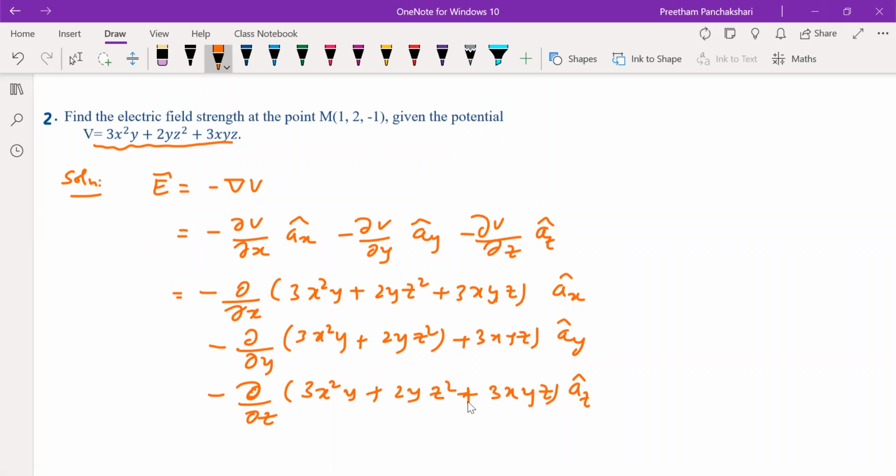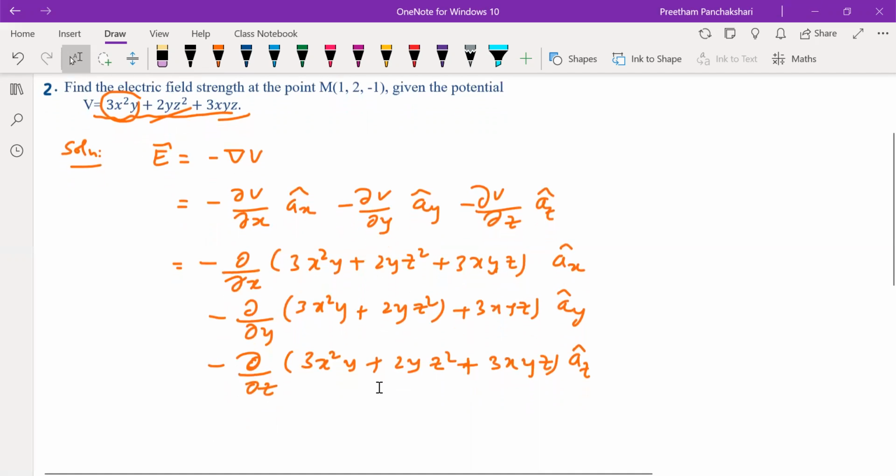In this case, we have to be careful. In the potential field, we should not treat the first term as x component, second one y z, and last one the z component, because the complete equation represents a scalar function. So in the next step, we shall perform the differentiation first with respect to x.